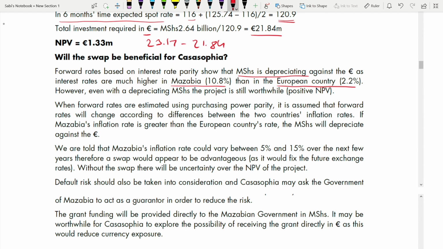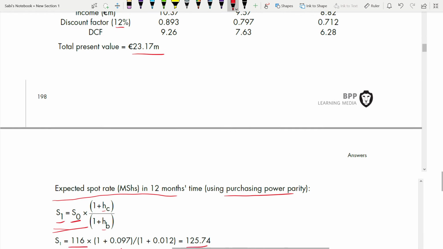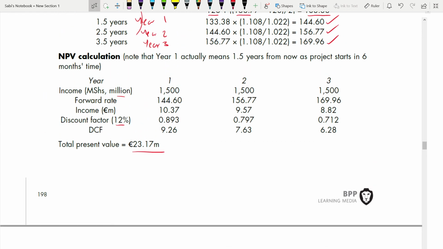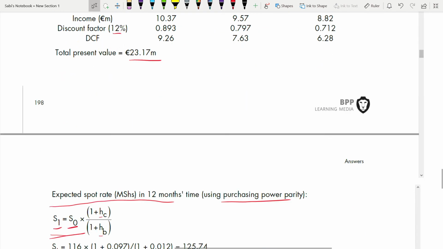However, even with the depreciation, the project is still worthwhile. Positive net present value, you see. If you see towards all the years, depreciate means what? Just check your income. Reducing and reducing. 9.628, then 7.63, then 6.28. If you're not understanding depreciating and appreciating, just check your discounted cash flow. It is reducing and reducing. That means it is not good. Your income is reducing and reducing.